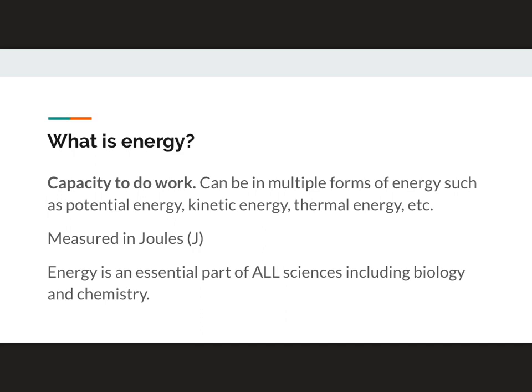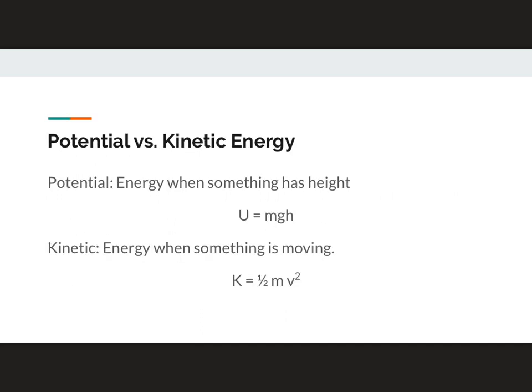Energy can be in multiple forms, such as potential energy and kinetic energy, which we'll talk about. And then in chemistry, you may also see thermal energy. We measure this in joules, which is actually a shortened version for a much, much longer different variables. And like I said before, energy is a really important part of all the sciences, and you should have already seen it in biology, and maybe you've seen it or are going to see it eventually in chemistry. So these are the two different types of energies that we're going to focus on in this class.